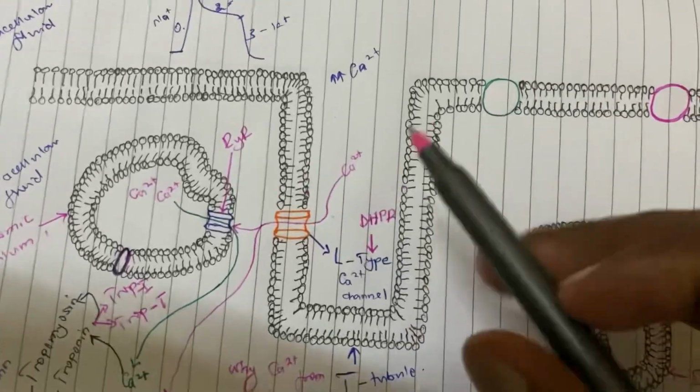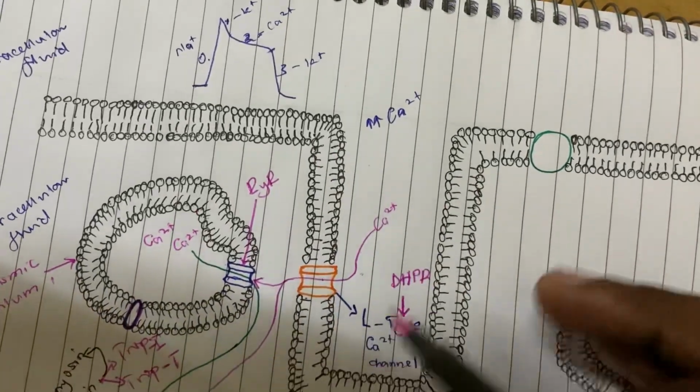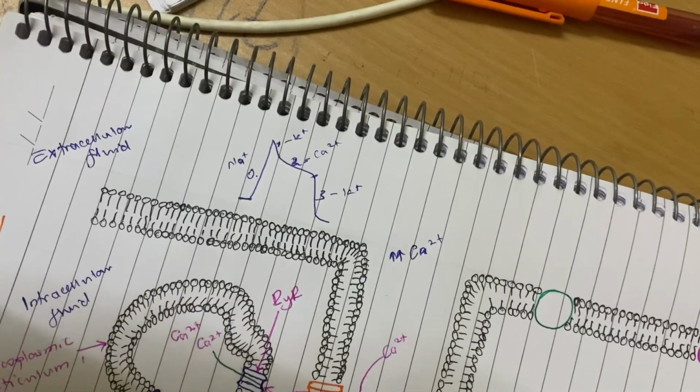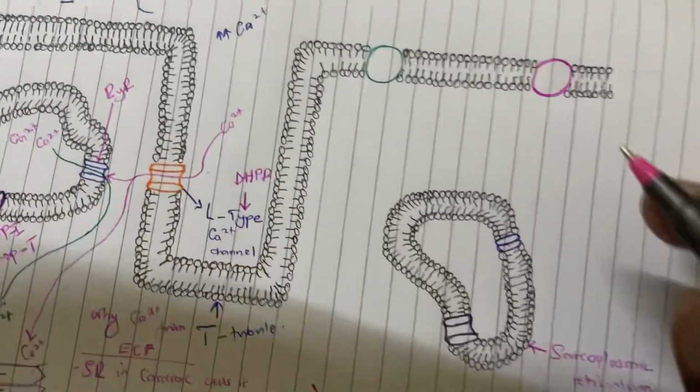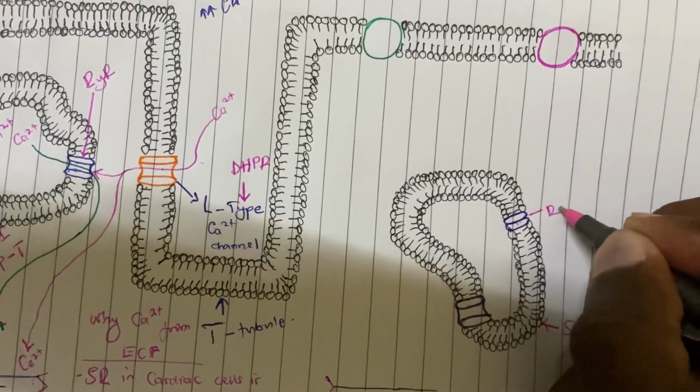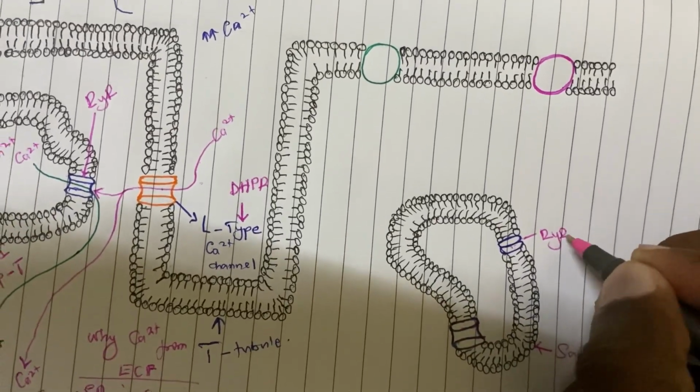So if in contraction all this happens, in relaxation, phase 3, what really happens? Here we start by naming our channels, and this is the closed ryanodine receptor.